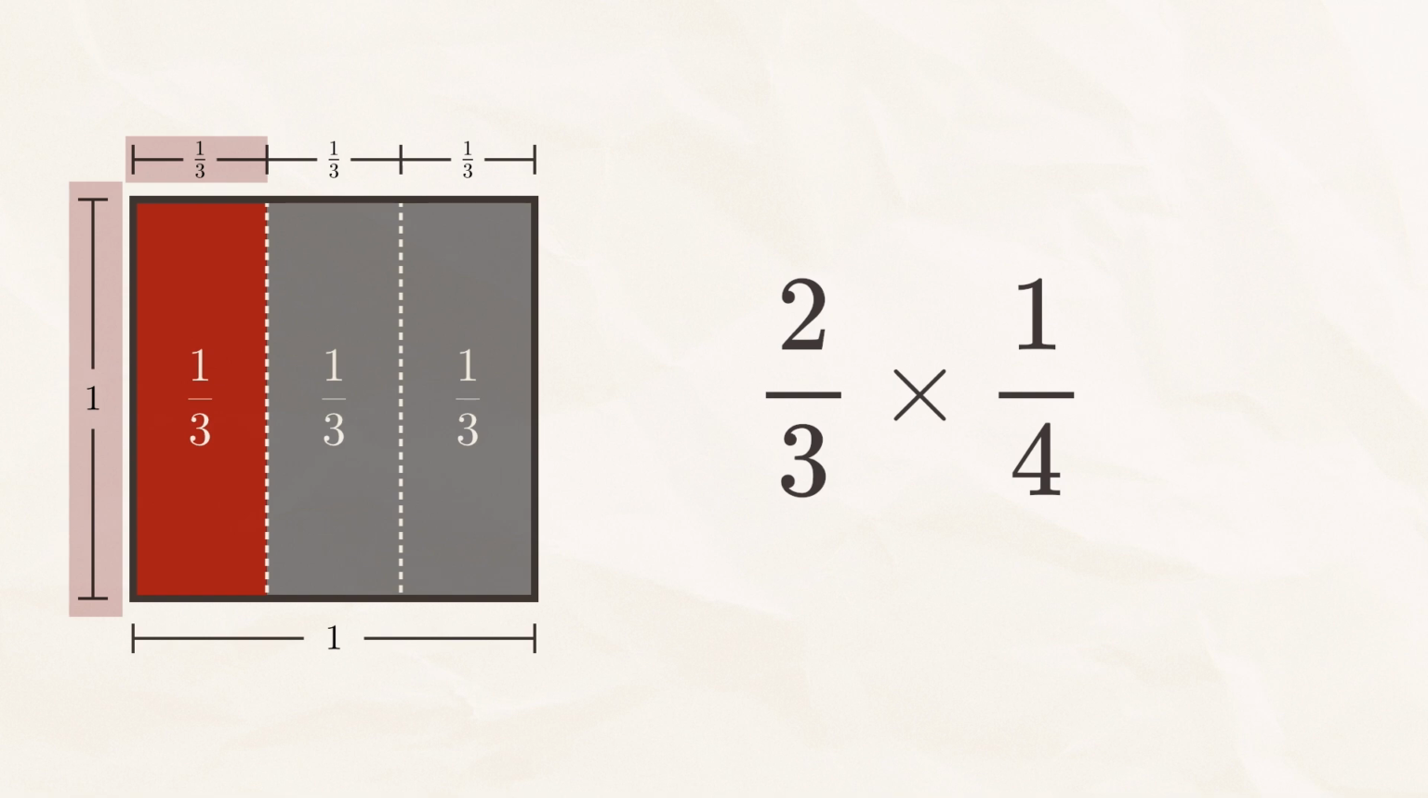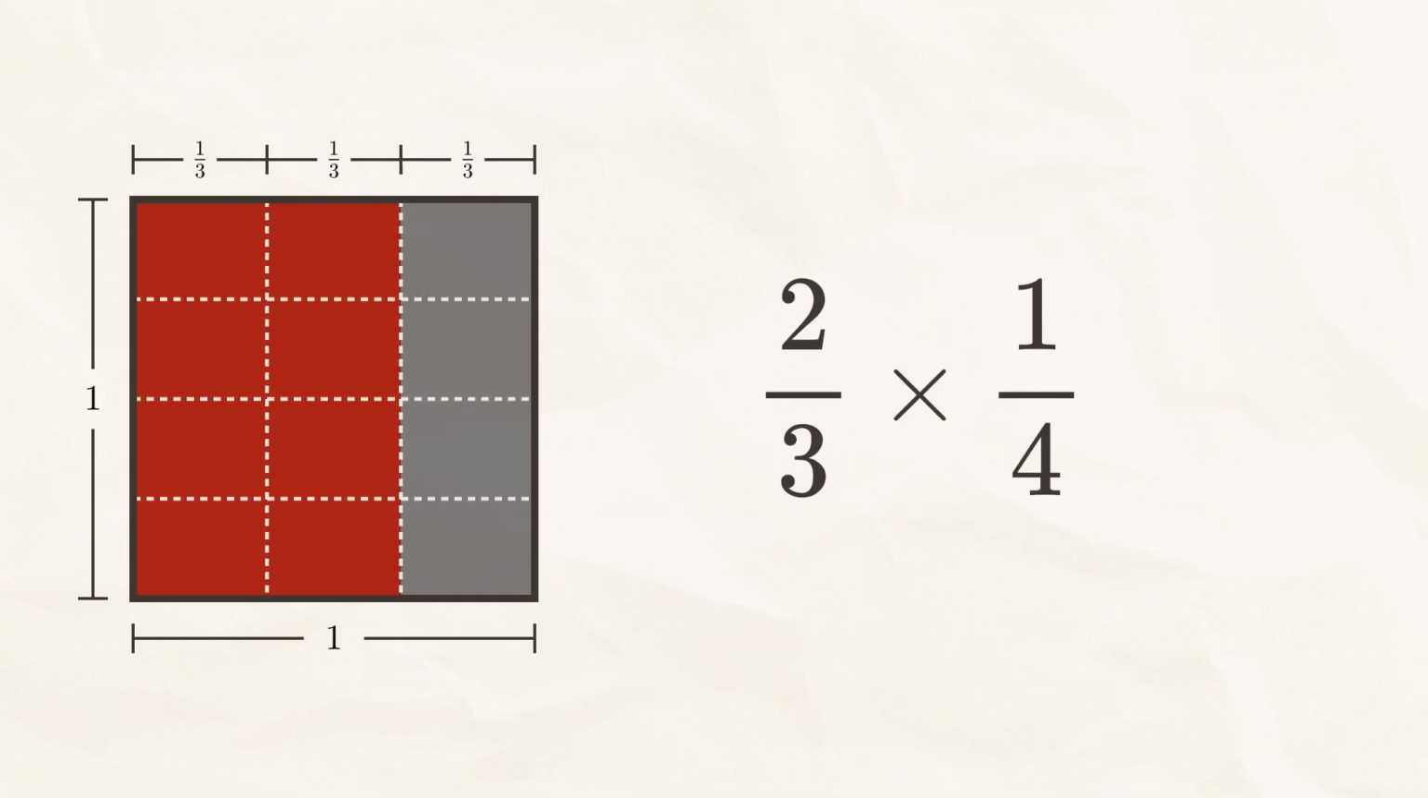Since our first fraction is 2/3, we can paint the first 2 of the 1/3 sections red. Look at that! We've got our 2/3. That's the first fraction of our multiplication problem. We can make our second fraction the same way. But this time, let's make the marker lines go horizontal instead of vertical. Each of these new horizontal sections are 1/4 tall and 1 wide.